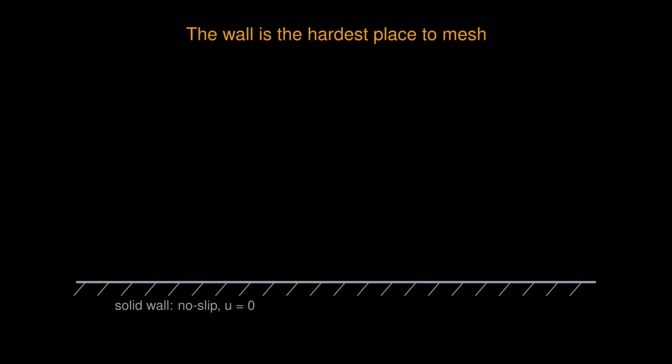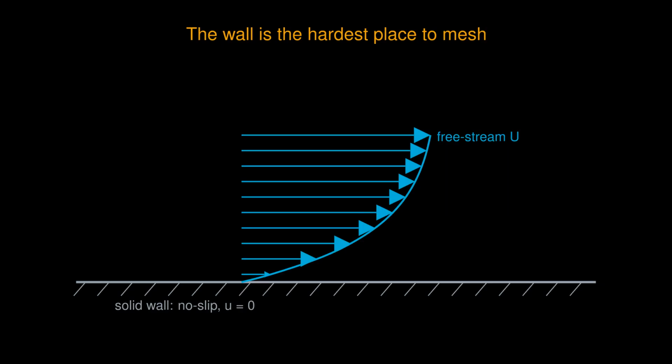There's one place where meshing is hardest of all, right at a solid wall. At any wall, the fluid sticks. The velocity drops to exactly 0 at the surface, the no-slip condition, then climbs back to the free stream speed over a tiny distance. That thin region is the boundary layer, and inside it the velocity gradient is enormous. Almost everything you care about, drag, heat transfer, wall shear, is decided inside that sliver. If your mesh can't see the boundary layer, your simulation is blind to the very thing you're trying to predict.